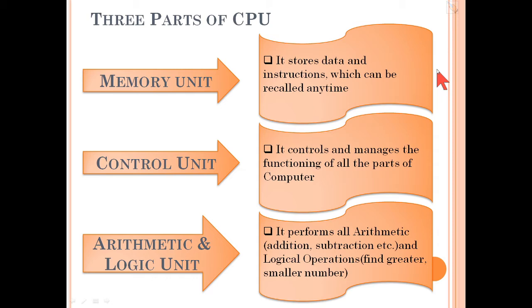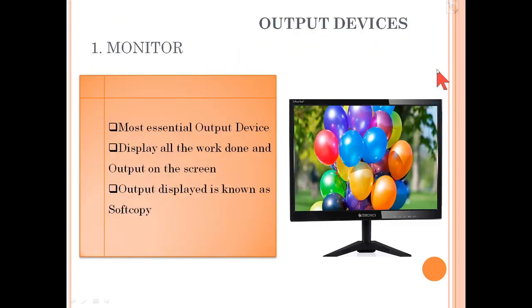Next we have output devices. As we discussed in the last class, output devices are the devices which are used to put something outside the computer. So the first and most common output device is the monitor. As you can see here, it looks like a TV. It is the most essential output device because it is the most commonly used output device.